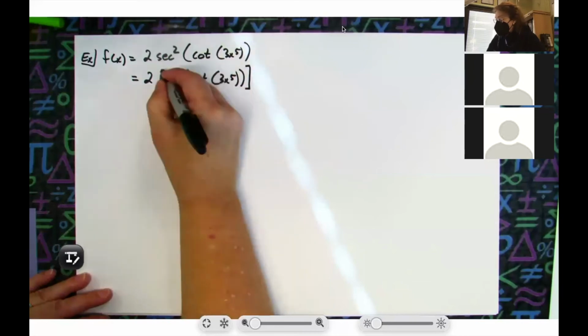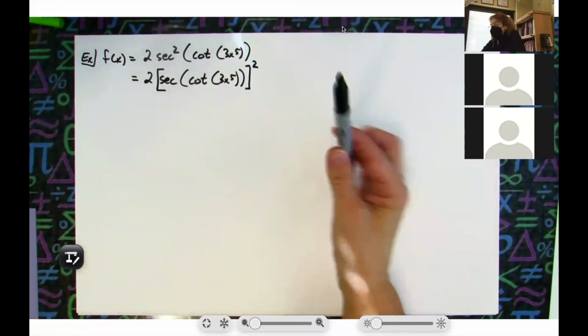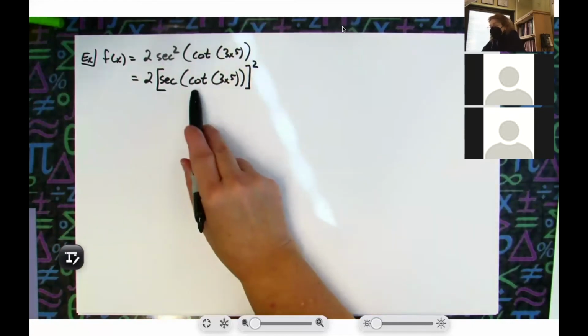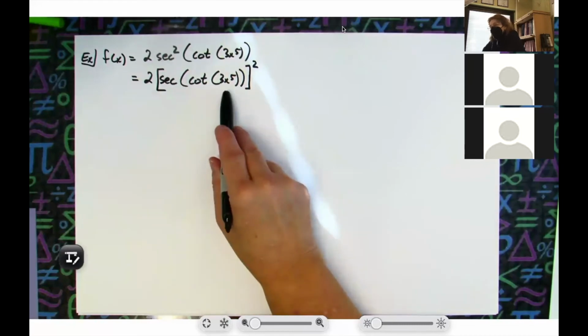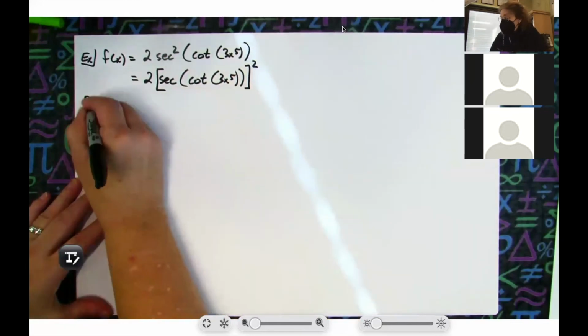And then I'm going to go ahead and put those square brackets in and make that to the second power so I can really clearly see that. So I've got something being raised to the second power. I have a secant function, I have a cotangent function, and keep going deeper inside that 3x to the fifth. All right, so I'm going to have lots of chains. Okay, we're going to do one chain at a time. All right, so f prime of x.